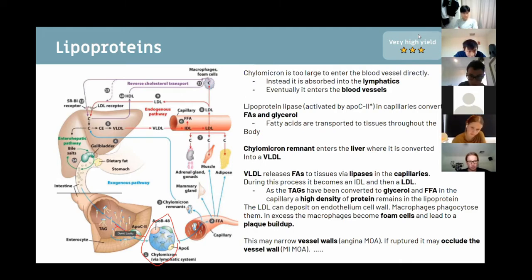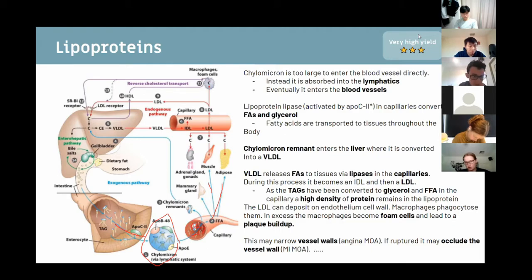Wrong direction. Hold on. Undo. Where are the lipases? Okay, lipases are in here. It's being broken down by lipases. Free fatty acids are released to appropriate tissue. Remnant goes to the liver. C for cholesterol, C for chylomicron.